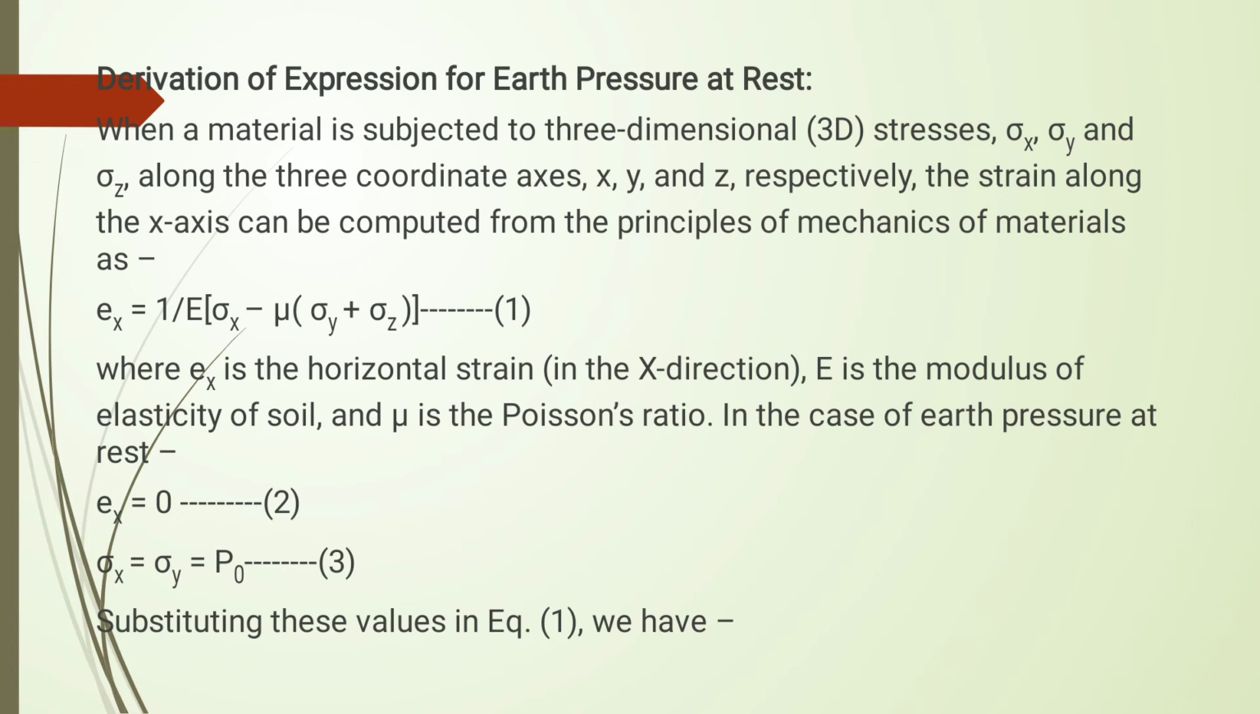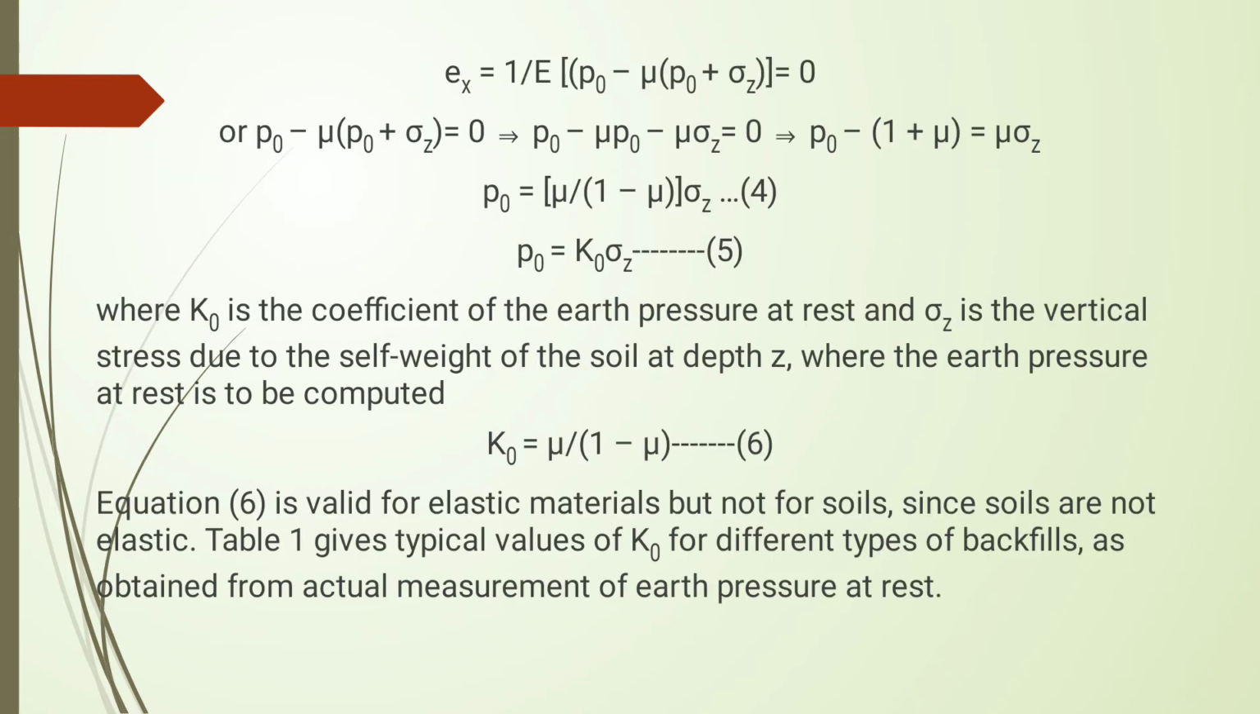When the earth pressure is at rest, epsilon x value is 0 and sigma x equals sigma y equals P naught. Substituting these values in equation 1, we get epsilon x equal to 1 by E into P naught minus mu into P naught plus sigma z, which is equal to 0. By rearranging it, we get the value P naught equal to mu divided by 1 minus mu into sigma z. Here, mu divided by 1 minus mu is taken as K naught, that is the coefficient of earth pressure.